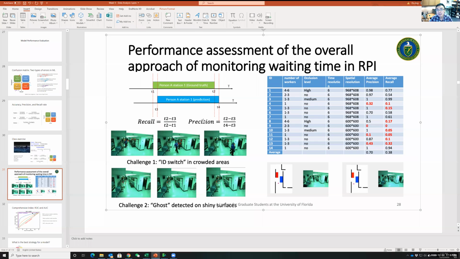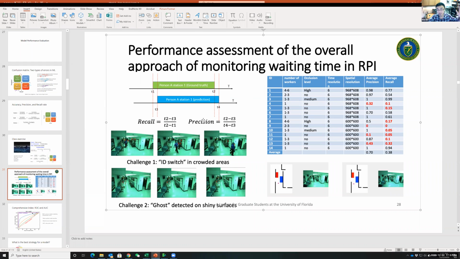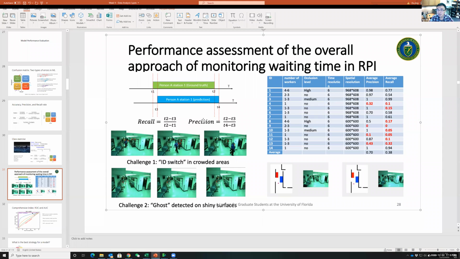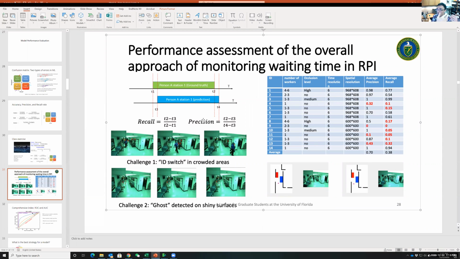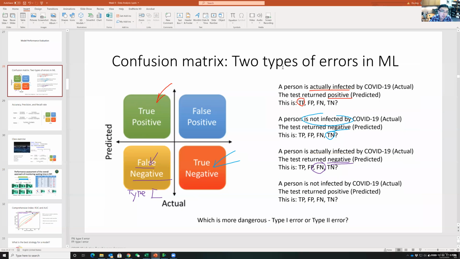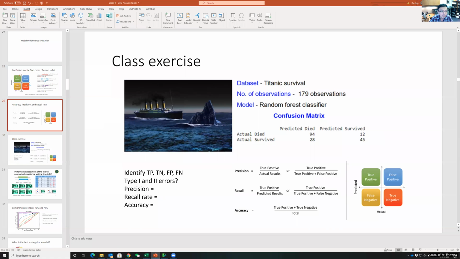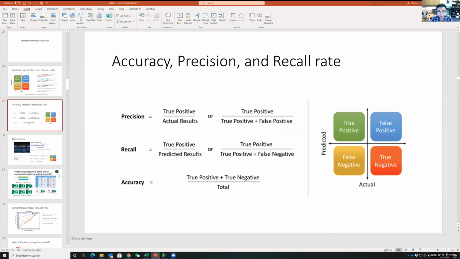You might see some kind of coordination system that gives you the T1, T2, T3, T4, and asks you to finish the formula for recall rate and precision. Okay, so this is a confusion matrix, with 2 types of error: TP, true positive, true negative, false positive, false negative, and how we infer the 3 main indicators.